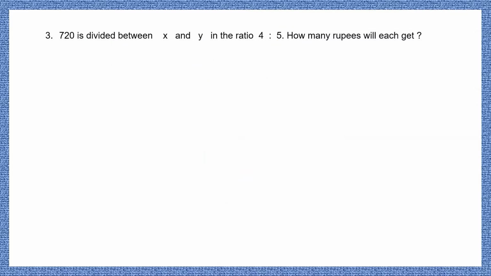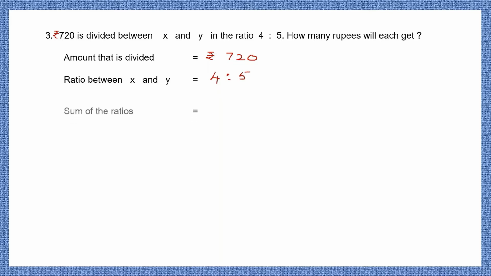Question 3. Divide 720 between x and y in the ratio 4:5. So this is 720 rupees. We have to divide it between x and y in the ratio 4:5. Now how much will each get? Okay, first one, amount that is divided is 720. Then the ratio between x and y is 4:5. Now we need to find the sum of the ratios, which is 4 plus 5 equals 9.